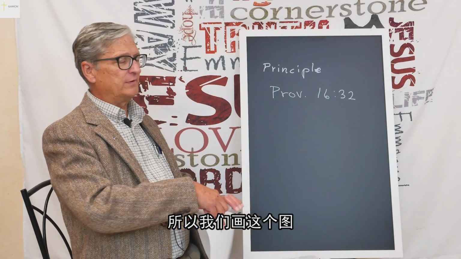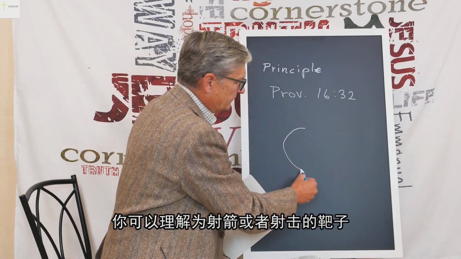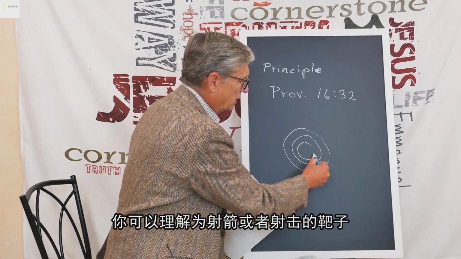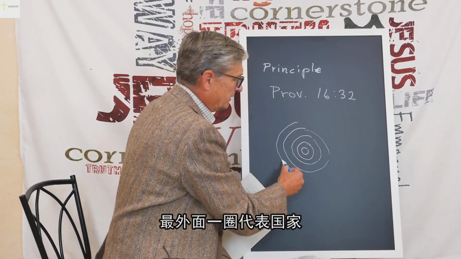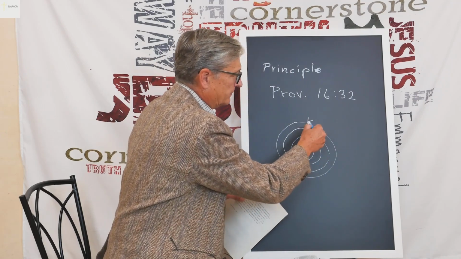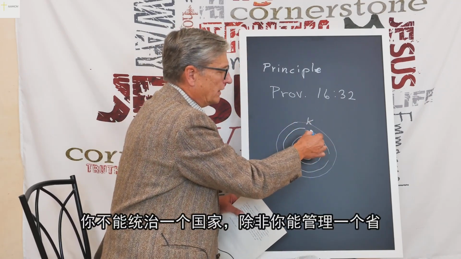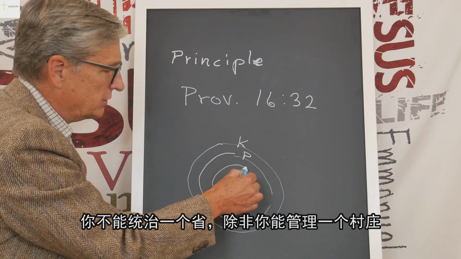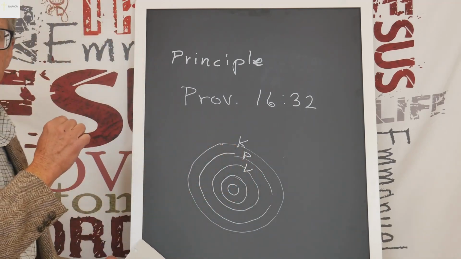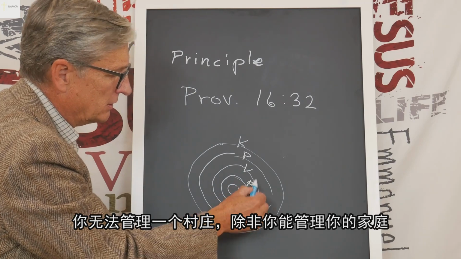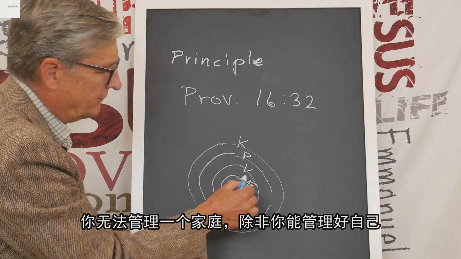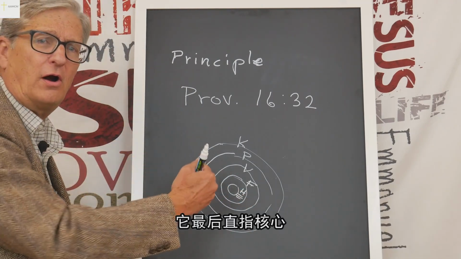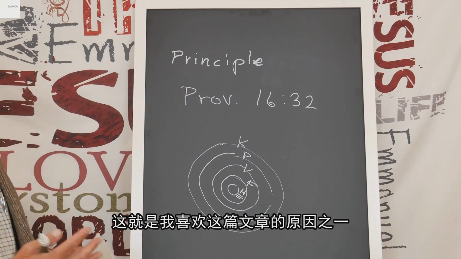So we have this, you could say it's kind of like an archery target, and way out here is the kingdom. You cannot rule the kingdom well unless you can manage a province well. You can't rule a province well unless you can handle a village. You can't do a village unless you can manage your family. You can't manage a family unless you can manage yourself. See, it goes right to the heart of things. That's one of the things I like about this particular passage.